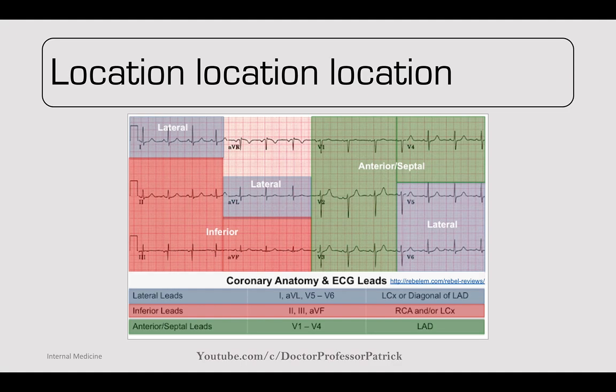So when you're looking at EKGs, location is key. When you're looking at 1, AVL, and then V5, V6, those are going to be your lateral leads. And those lateral leads usually correspond to the left coronary diagonal branch of the left anterior descending artery. Then your inferior leads are 2, 3, and AVF, and those are going to lead to the right coronary and or left circumflex artery, depending. And then your anterior or septal leads are going to be V1, 2, 3, and 4. So these are going to be more across the front of the heart, and they're your left anterior descending artery.